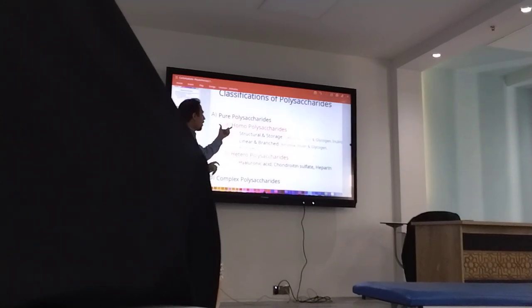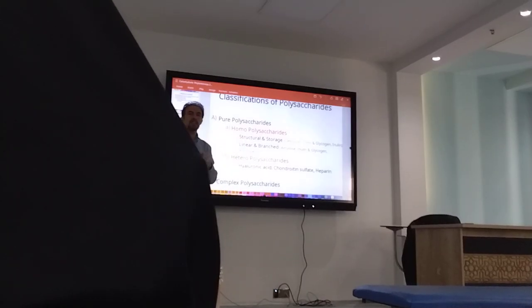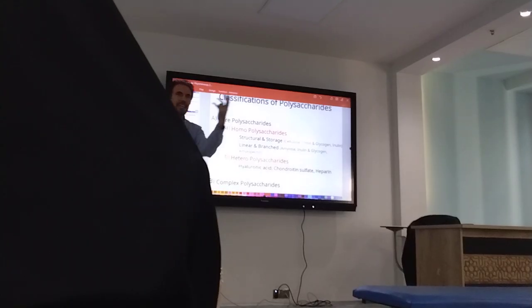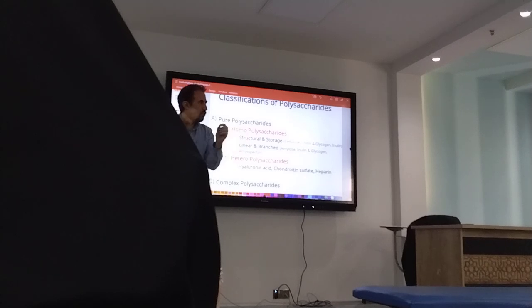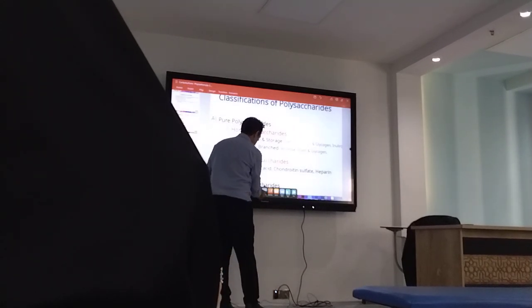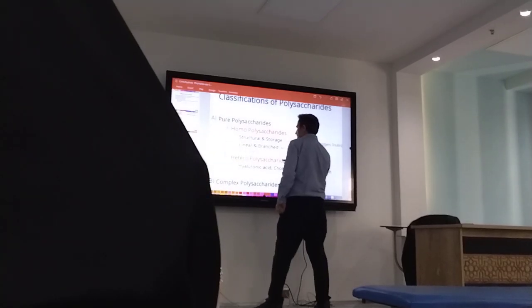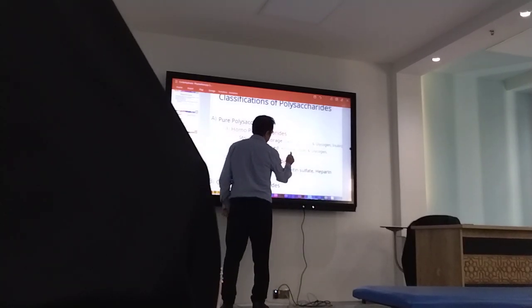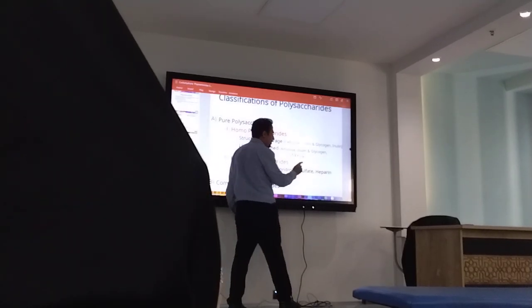For the homopolysaccharides, another classification is that some of them are storage forms. What is the storage form of glucose in our body? Glycogen. We store glucose as glycogen. Glycogen is a polysaccharide of glucose. We add the glucose. Starch. What is starch?